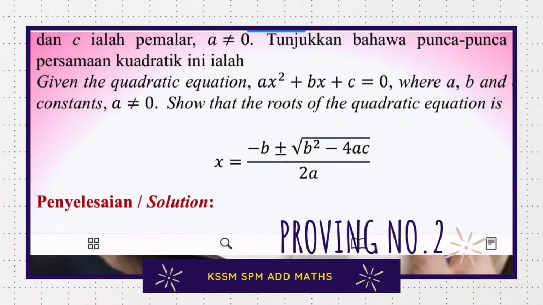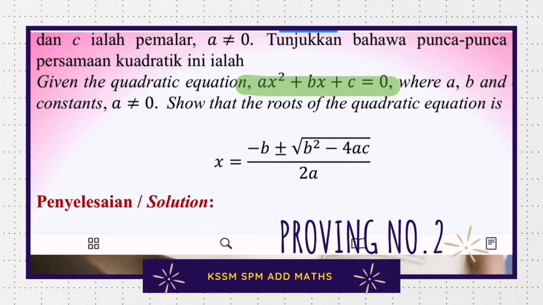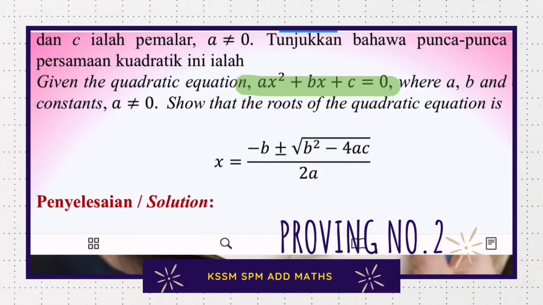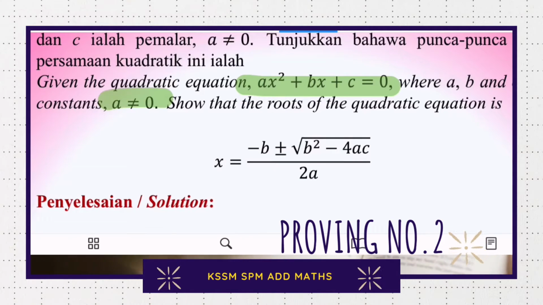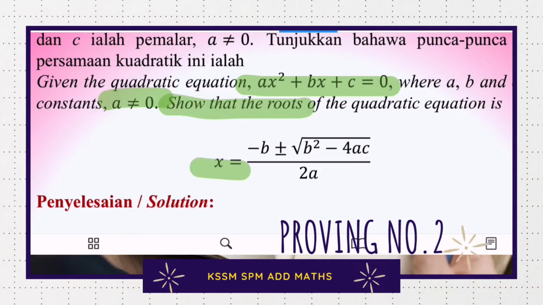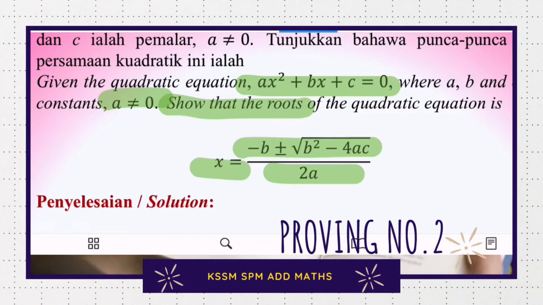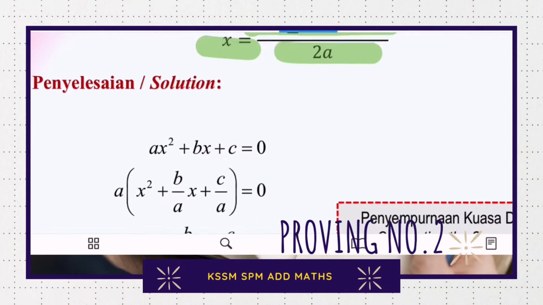Given the quadratic equation ax squared plus bx plus c equal to 0, where a, b, c are constants and a is not equal to 0, show the roots. The roots of the quadratic equation are given by this formula. So we are going to prove this formula.